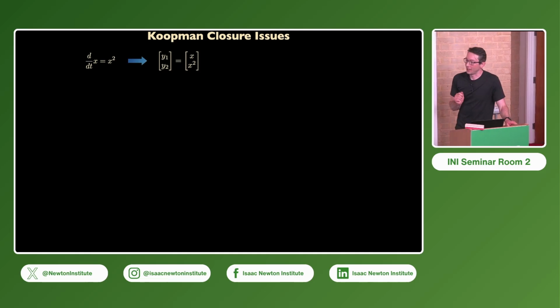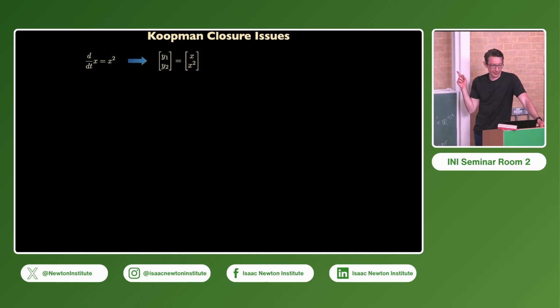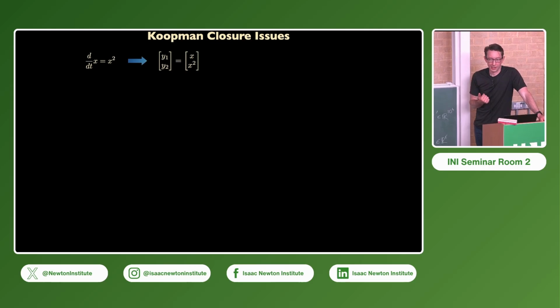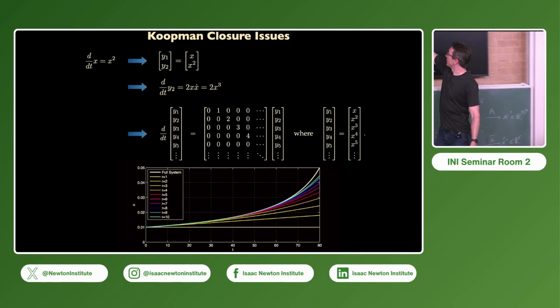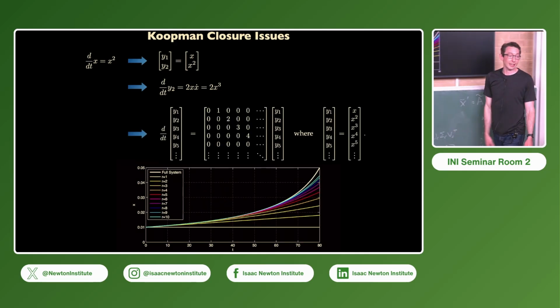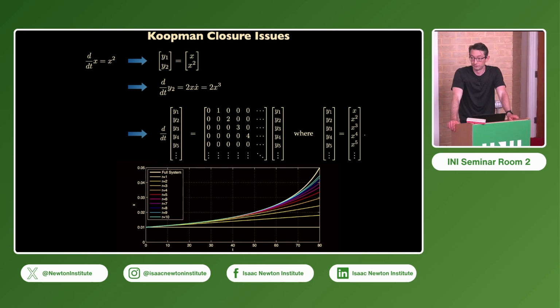So y2 dot is x cubed. That's not in the span of x and x squared, so I need to add an x cubed. What's the derivative of x cubed? 3x squared x dot. That's 3x to the fourth. That's not in the span of x squared or x cubed, so I need to add an x to the fourth. And I need to go on and on and on. So I keep adding terms, and you get this fancy structure here where it never, ever closes.